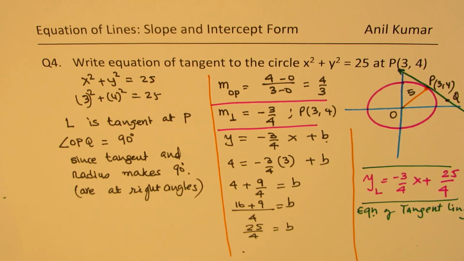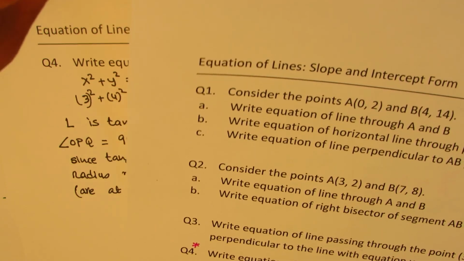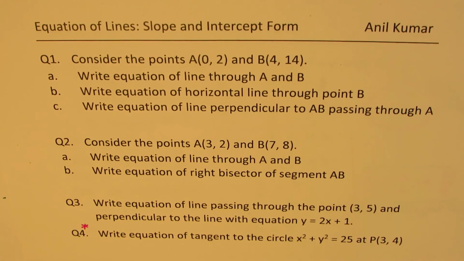I hope you find it interesting and useful. Well, these are 4 very critical questions which you can expect in any test paper on lines, especially when you're dealing with the slope and intercept form.